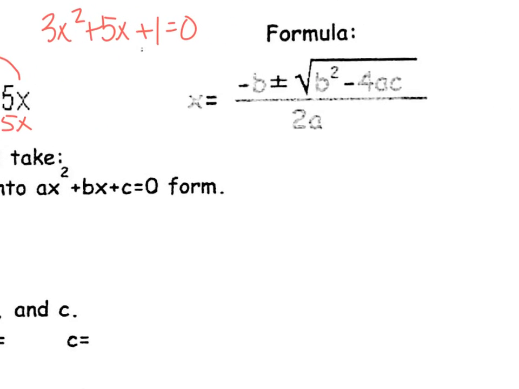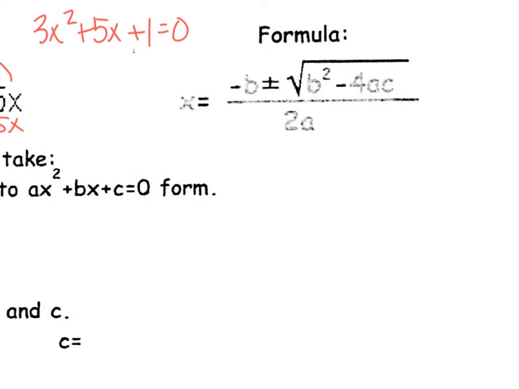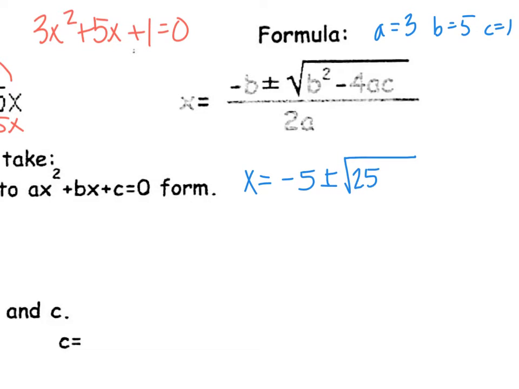So again, let's look at our quadratic formula. First thing we need to do is identify A, B, and C. It doesn't matter where you write this, but A equals 3, B equals 5, and C equals 1. So let's look at the answer here. x equals opposite of b, so negative b, so that's going to be negative 5, plus or minus the square root of b squared, so 5 squared is 25, minus 4 times a, which is 3, times c, which is 1. All over 2 times a. Well, since a is 3, 2 times 3 is 6.